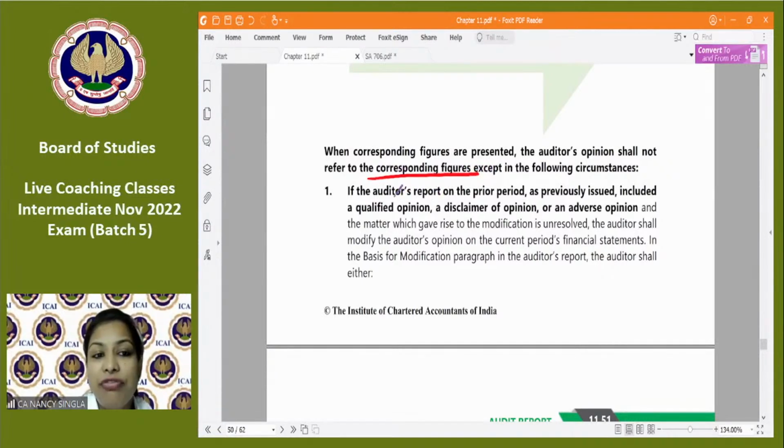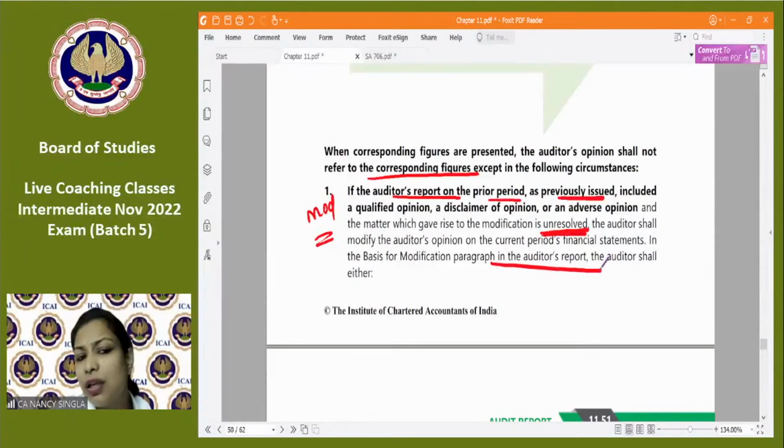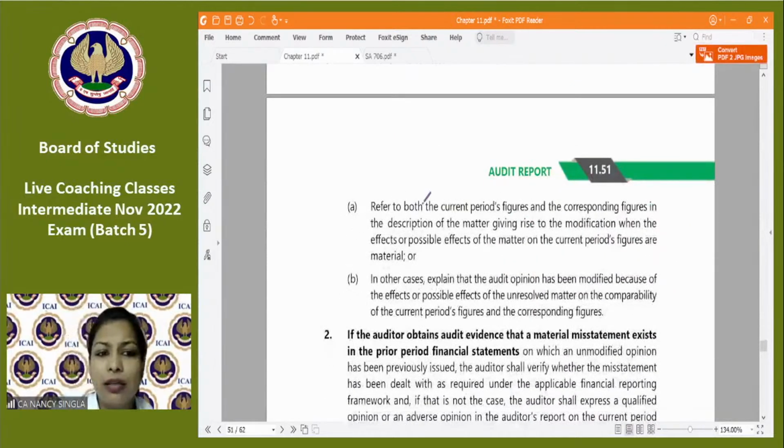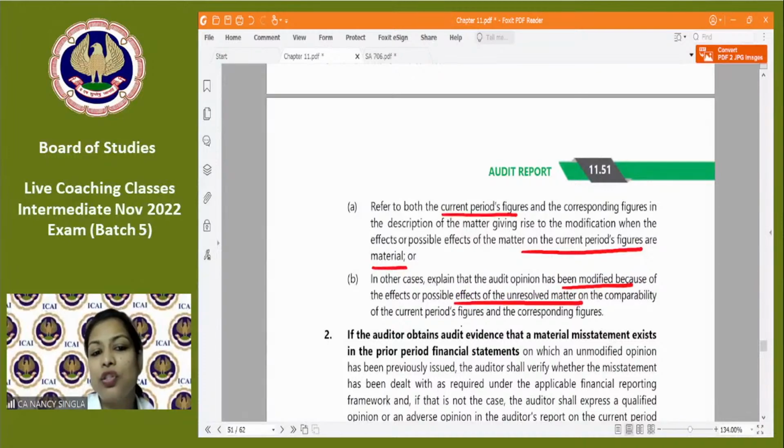कैसे? If auditor's report on prior period जो previously issued था was any modified opinion और जो matter है that is still unresolved. देखो बहुत logical है ना, management मान ही नहीं रहा है तो इस साल का भी opinion हम modify कर देते हैं, basis of modification में बता देंगे. That refers to what is the effect on the current period figures, and here he will explain as to unresolved matter है कौन सा matter है वो.